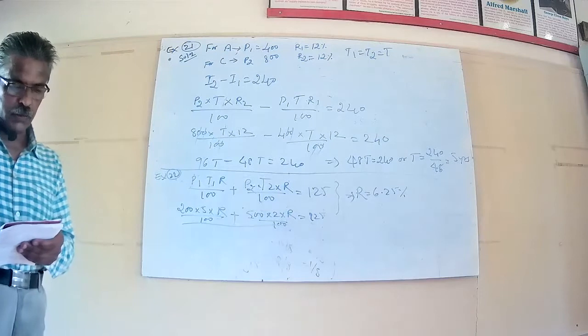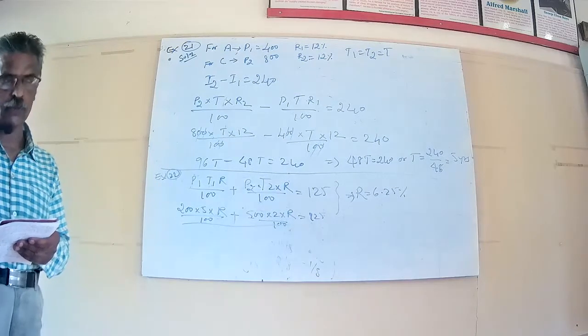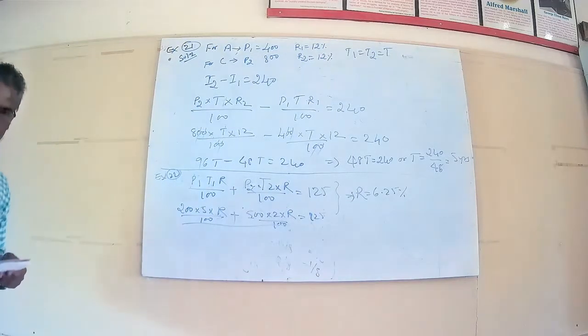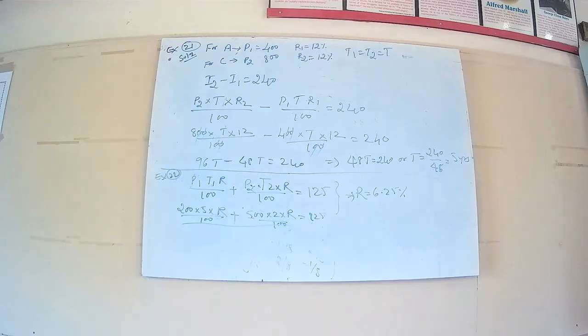C borrows double the sum from B for the same period. So the time period of both is the same, and the rate of interest is also the same. And if the difference between the amounts of interest that they pay is 240, find the period.